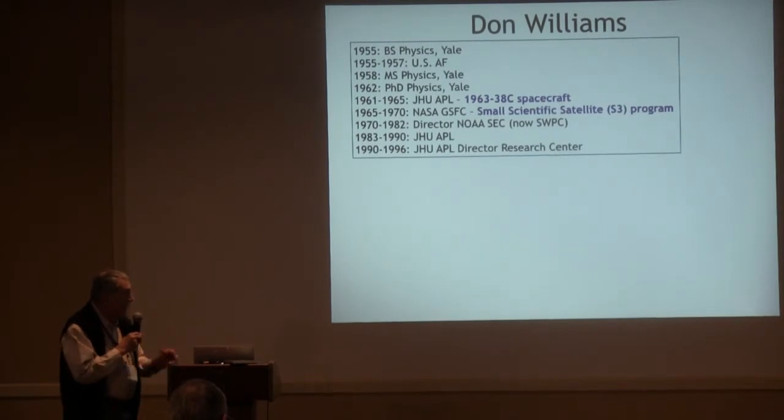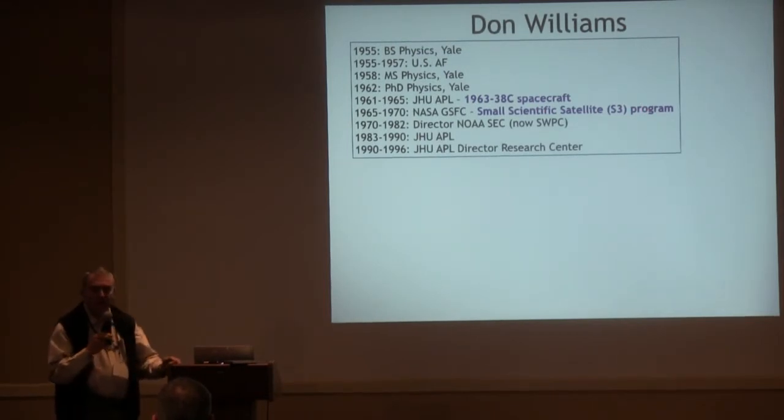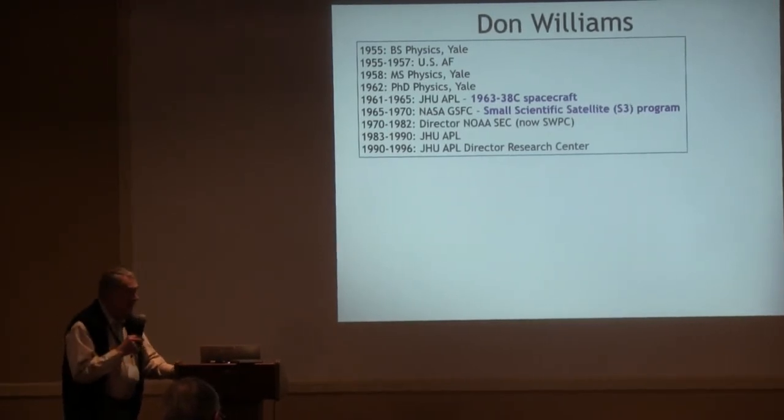Don went on then to Goddard, as shown here in 65 to 70, and he got involved with the S-cube program, and you just heard his discussion of the ion measurements on S-cube, which was called Explorer 45. I don't think there were any other S-cube programs after Explorer 45. The intent at that time was to have a uniform spacecraft bus, and you could put all kinds of instrumentation on a uniform bus, but it never went very far.